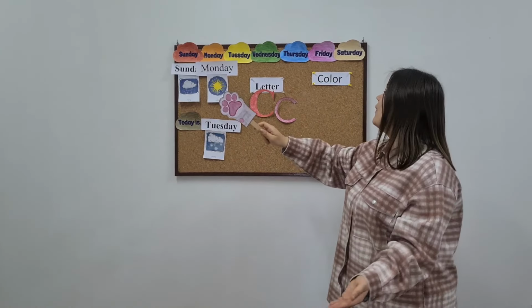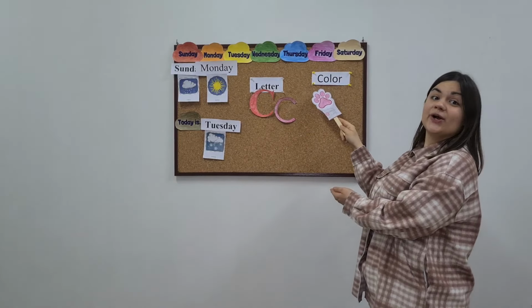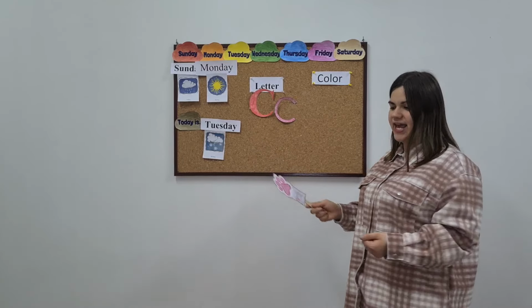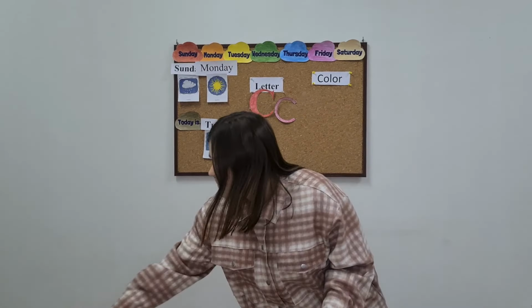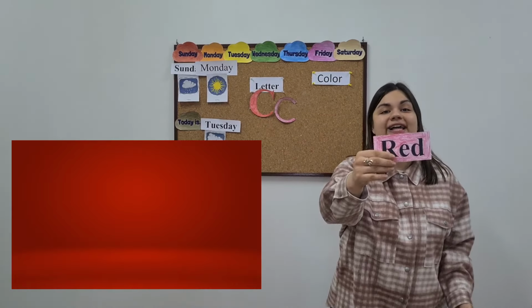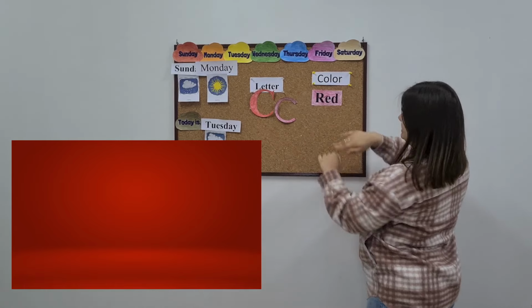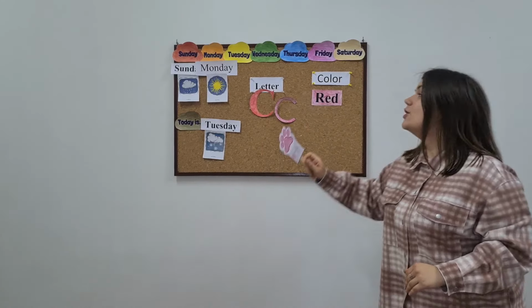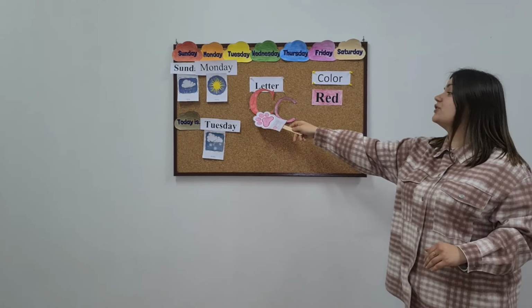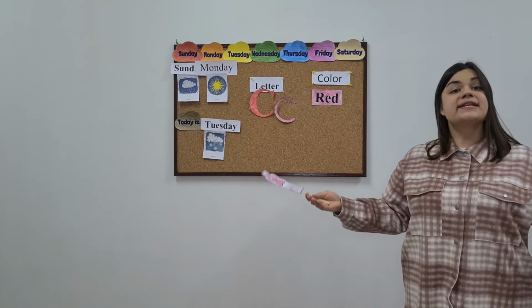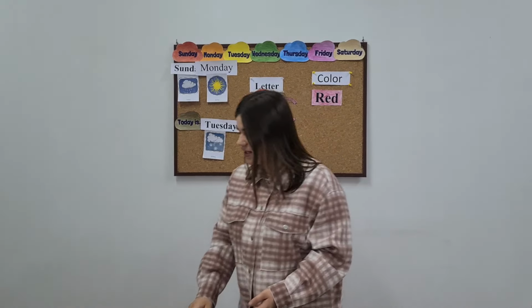All right. Now let's move on to the color. What color shall we learn about today? We will learn about red. Let's learn about red today. Letter C is red. What else can be red?